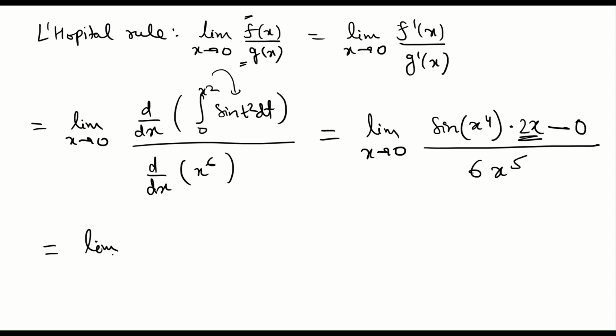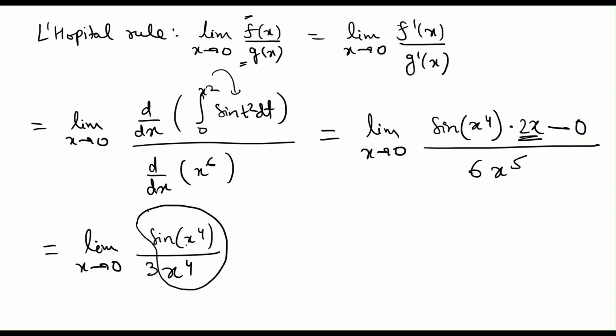And we'll simplify it a little bit. We'll cancel out a couple of terms and we are getting sine of x raised to the power 4 divided by thrice of x raised to the power 4. Sine of x raised to the power 4 divided by x raised to the power 4, this limit is going to be 1 as x approaches 0. So our answer is coming out to be 1 over 3. The limit of the original integral is coming out to be 1 over 3.